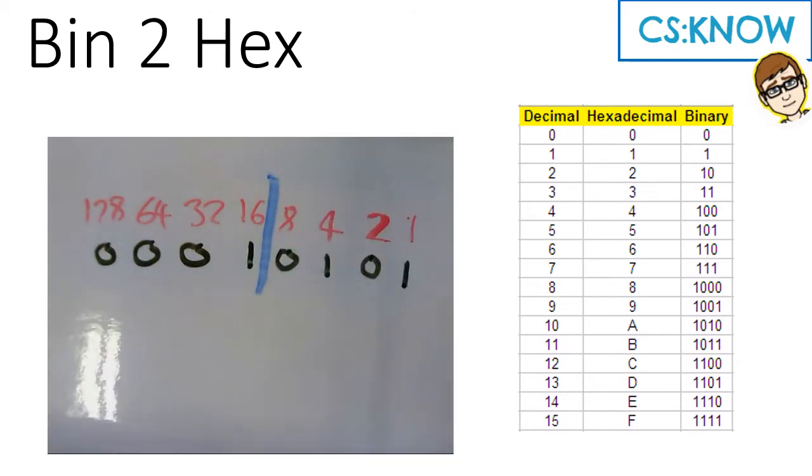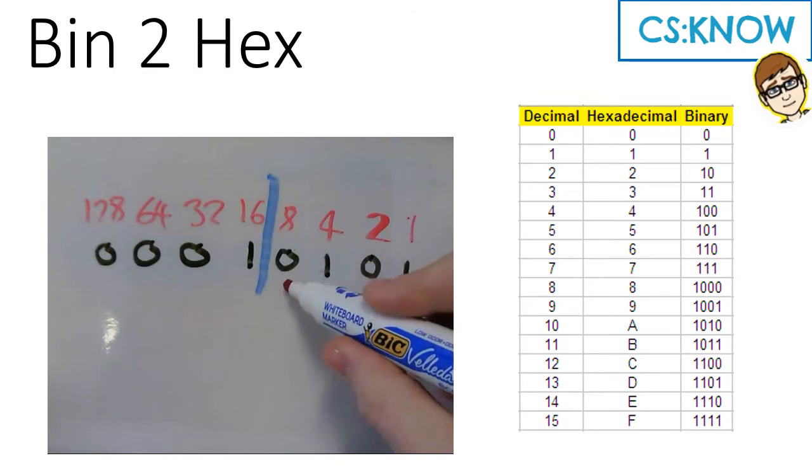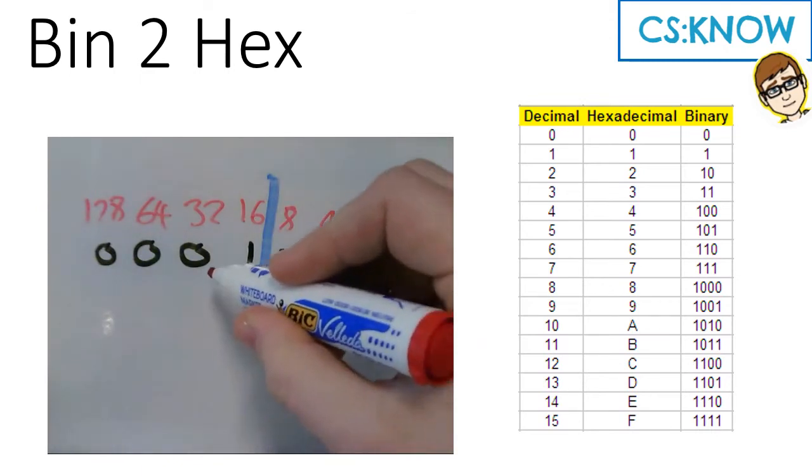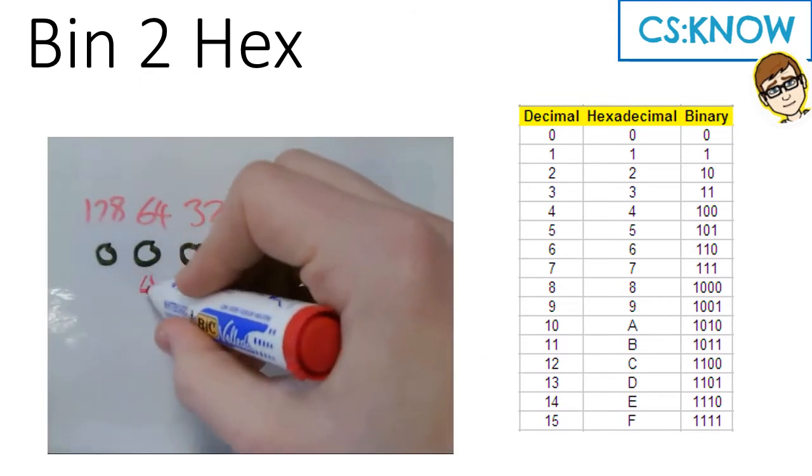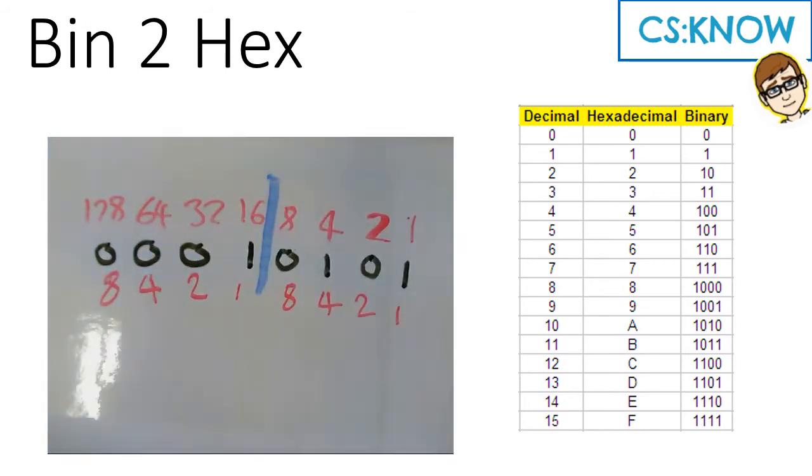First thing we do is we split the byte in half into 2 nibbles. Two lots of 4 bits, sorry. So rewrite the values so that now it's a nibble. So it's 1, 2, 4, and 8. That's what they're worth, because the first 4 columns are worth 1, 2, 4, and 8. So we do it on both sides.